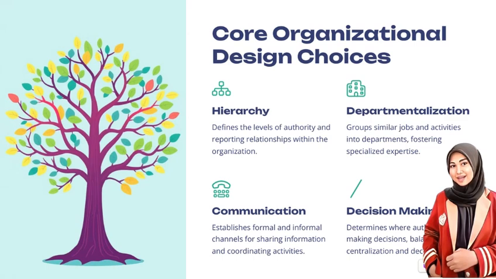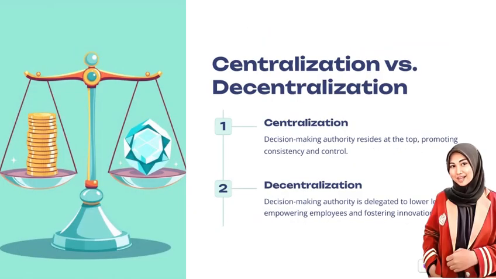These design choices work together to create a cohesive structure that aligns with an organization's strategy, enhances productivity, and supports effective collaboration. Centralization versus decentralization highlights two different approaches to decision-making within an organization. 1. Centralization. In a centralized structure, decision-making authority is concentrated at the top levels of management. This approach promotes consistency and control, ensuring that decisions align closely with the organization's overarching strategy and objectives.